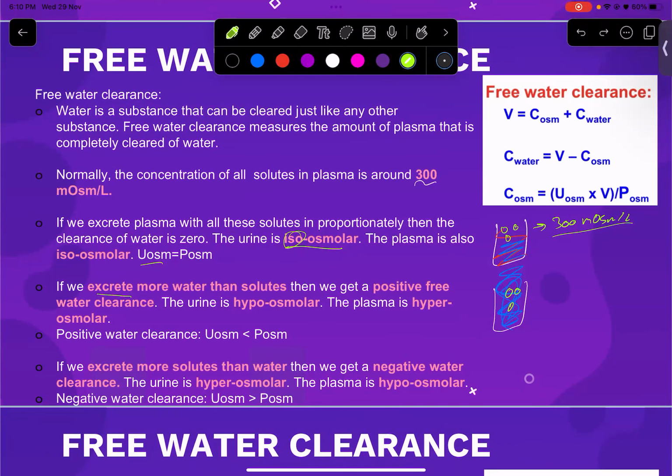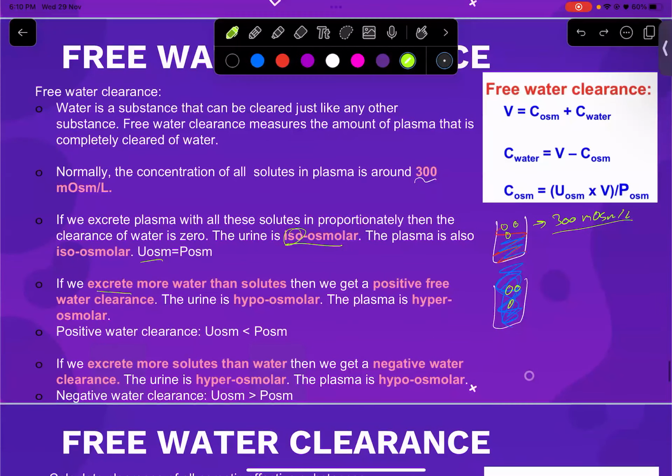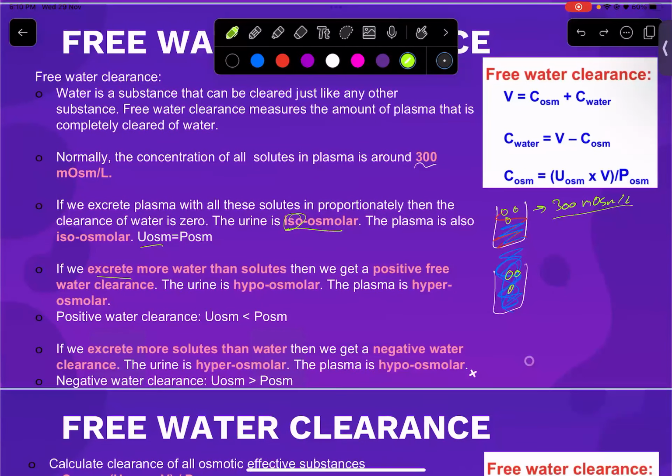Yes, exactly. So if urine is hypoosmolar, then plasma would be hyperosmolar. Always think of it that they're inversely proportional. And the opposite is true. So if urine is hyperosmolar, then the plasma will be hypoosmolar. Yes, opposites, exactly. And again, if you excrete more water than solutes, then the water is out, the water is happy, it's a positive water clearance. If the water is left behind in the plasma, it's stuck inside, it's sad, it's a negative water clearance, okay? Does that make sense? Okay.